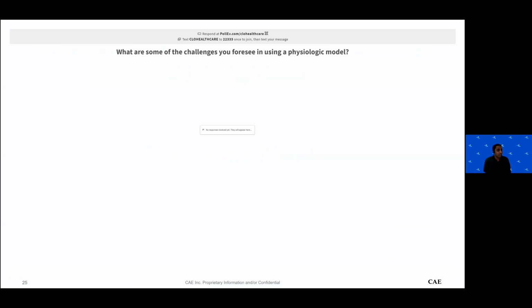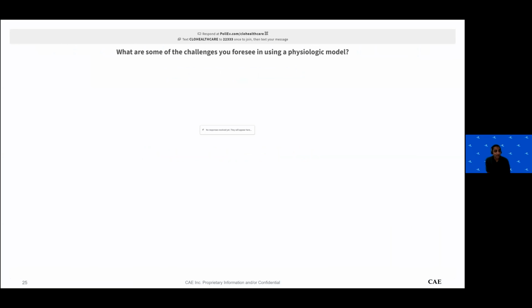What are some of the challenges that you foresee in using a physiologic model in your educational program? And this is certainly an open-ended question. Richard mentioned several of these that are present. For me, sometimes there is no go back, right? I mean, I mentioned that before. Once you've progressed down a pathway or a segment, reverse isn't really reverse.